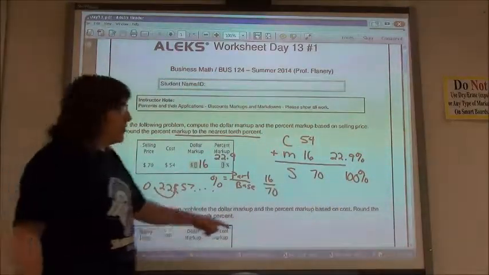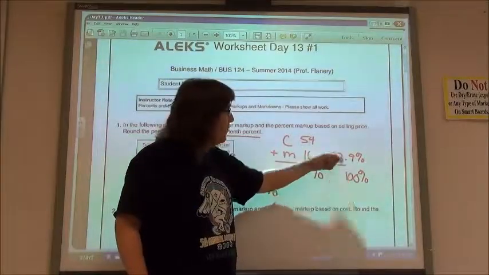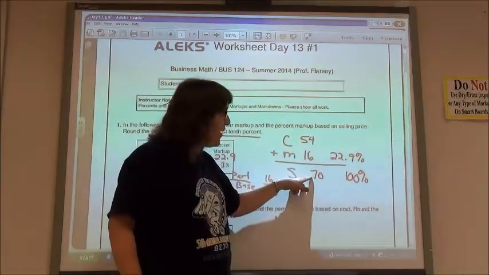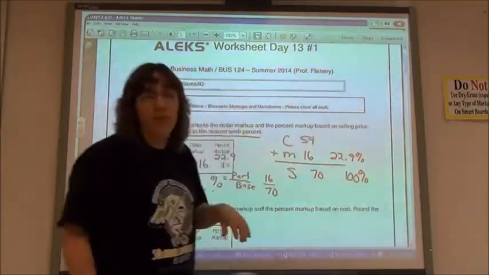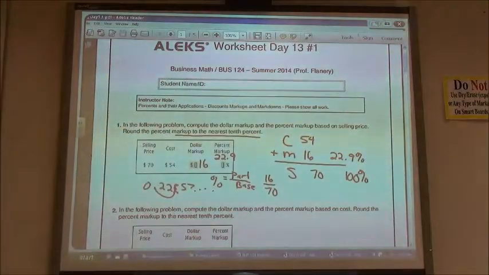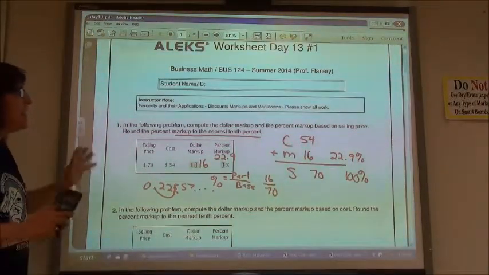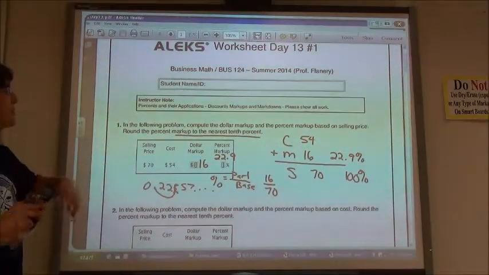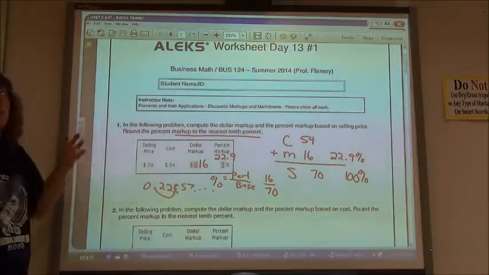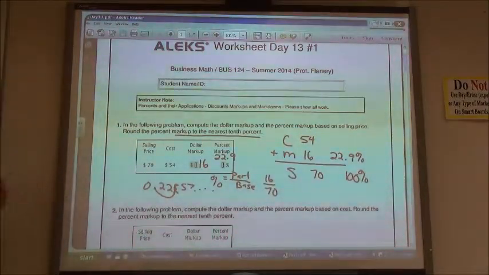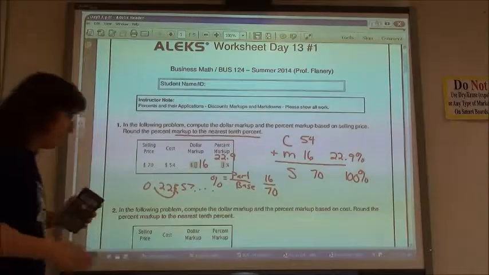We could figure out this percent up here by subtracting from 100, or taking 54 divided by 70, and fill in the rest of our table, but it doesn't ask us to do that on this problem. So I'm going to use this table quite often. When you get to different problems where it says based on the cost or based on the selling price, it helps me think about how I'm going to set up my problem.